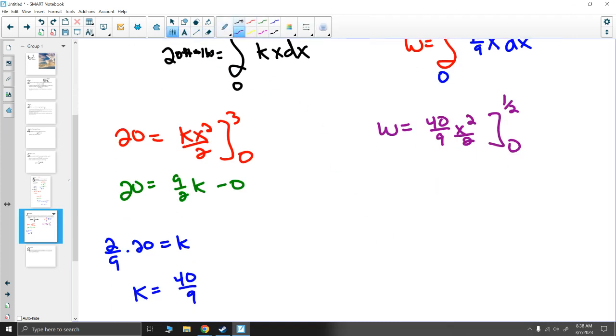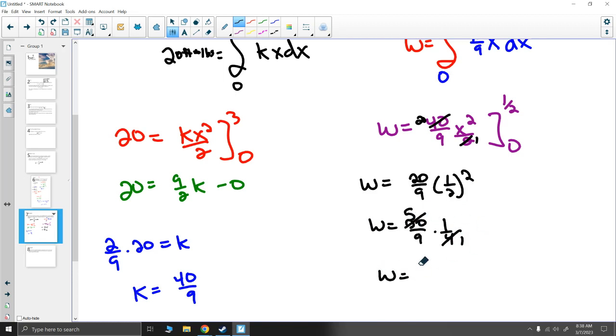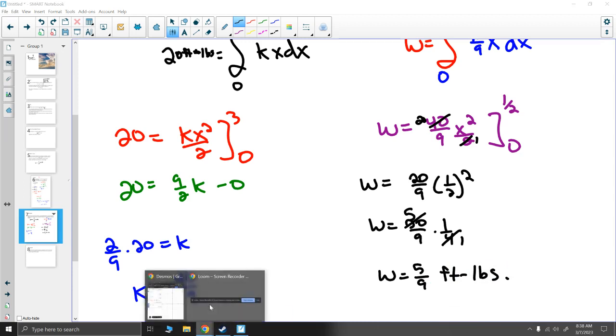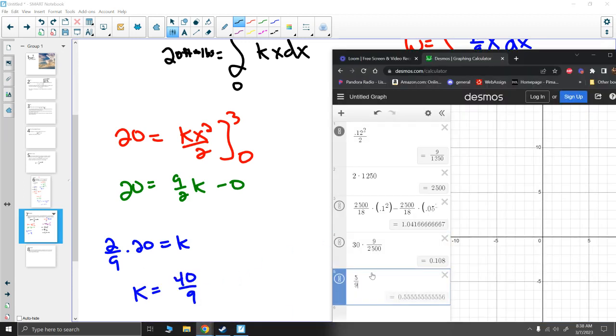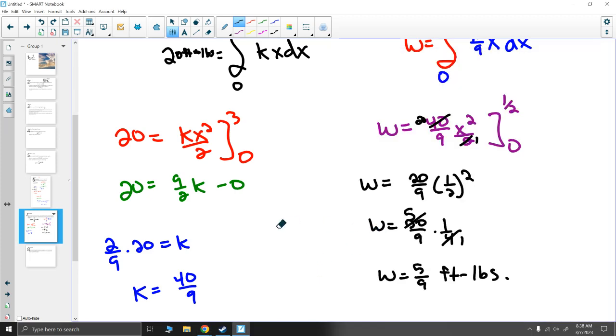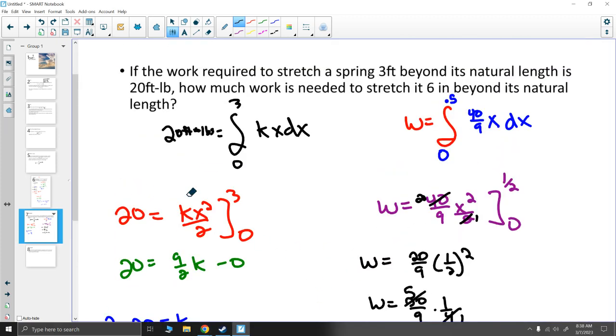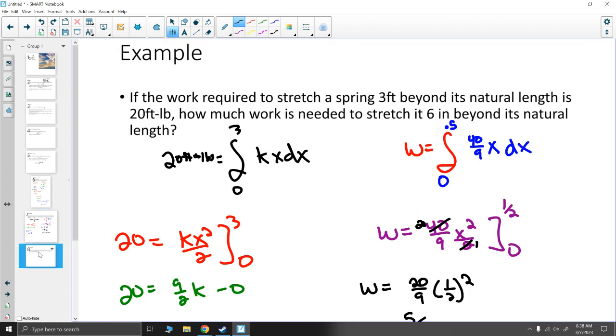Now, this is 20 over 9. So the work here would be 20 over 9 times 1/2 squared, which is to say 20 over 9 times 1/4. So that's 5. So the work done is 5 over 9, and in this case, this would be foot-pounds. Now 5 over 9 is 0.56-ish foot-pounds. Anyway, so that's that. Okay, let's take a look at another one.